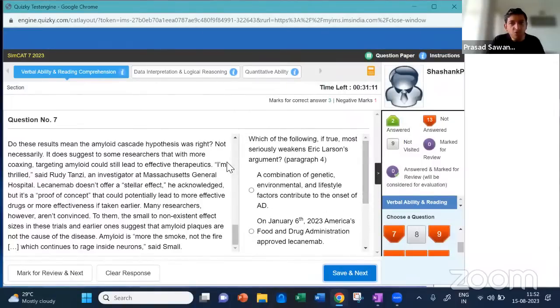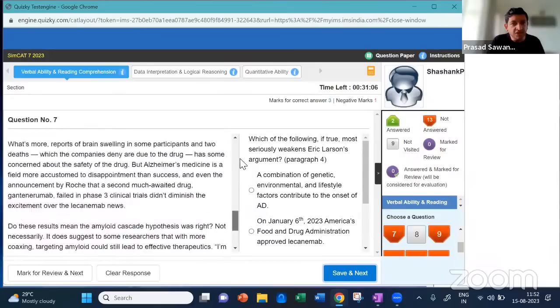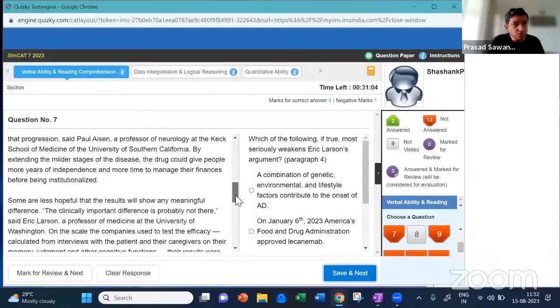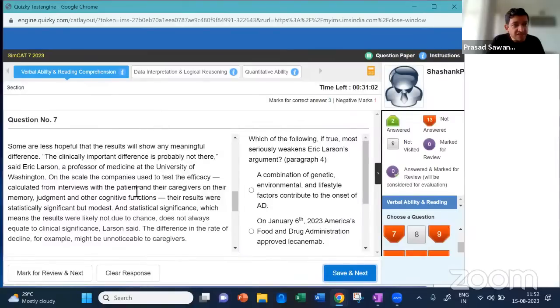Which of the following, if true, seriously weakens Eric Larson's argument in paragraph 4? So this is paragraph 1, 2, 3, and 4. Eric Larson's paragraph, this thing is... Okay. The clinically important difference is probably not there because the statistical difference was less.